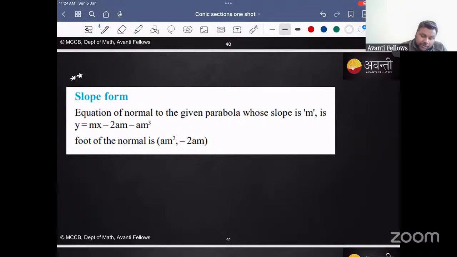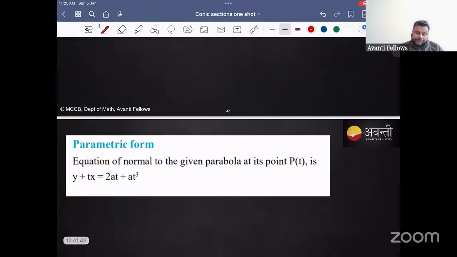So the equation of normal will be y equals mx minus 2am minus am cube. And its point of normal is (am square, minus 2am). That is the point where this is normal.